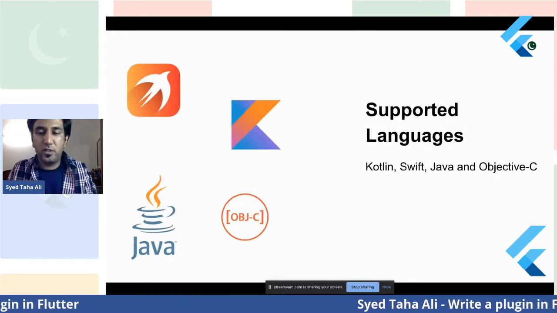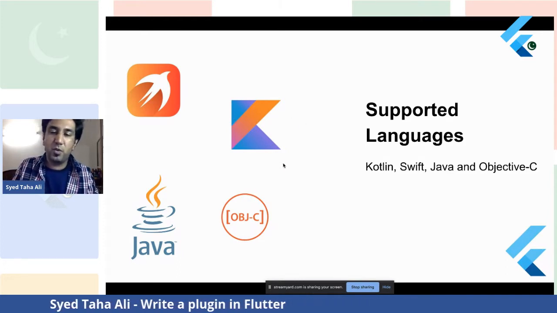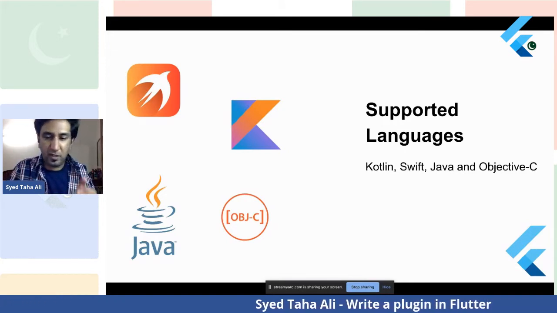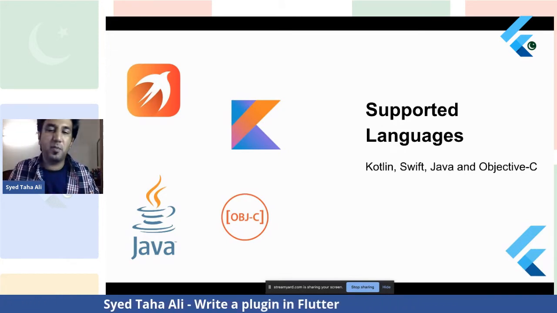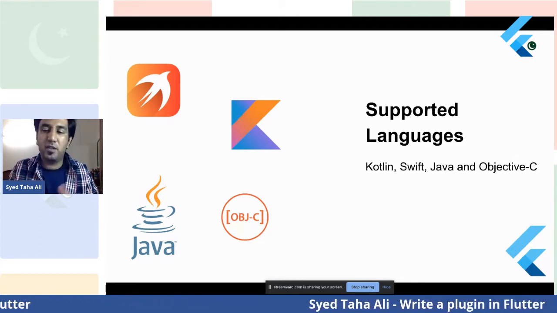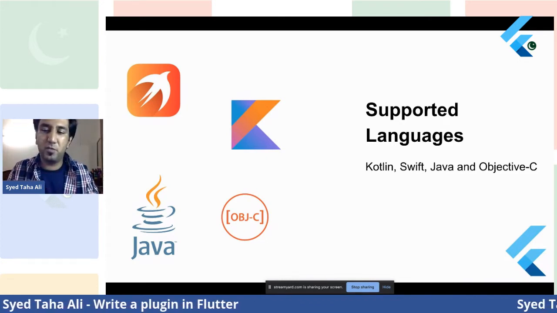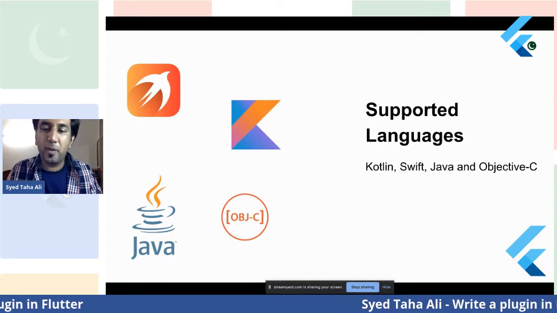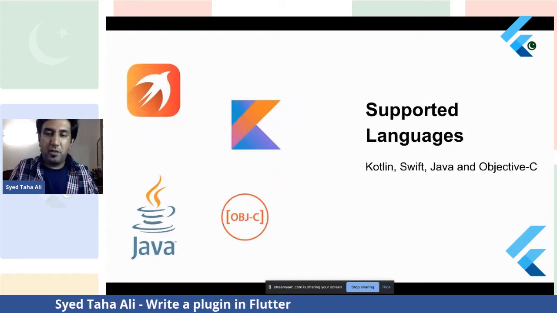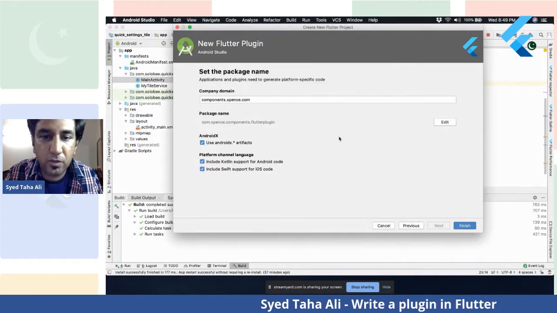Next, you saw the supported languages. These four were the supported languages, which basically means when you are writing a plugin, and now you are familiar with the definition of a plugin, that it contains a platform-specific implementation, which can be written in Kotlin, Swift, Java, or Objective-C. And then on top of that, we have this Dart API layer, which is exposed to the consumer application. All right, let's see if it's here. Yeah, in this window.